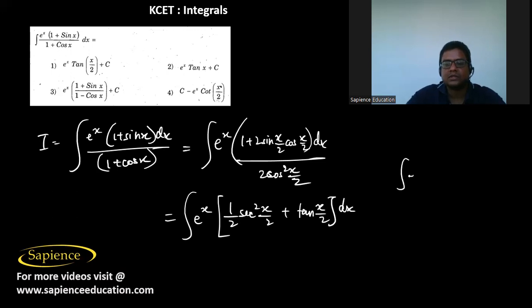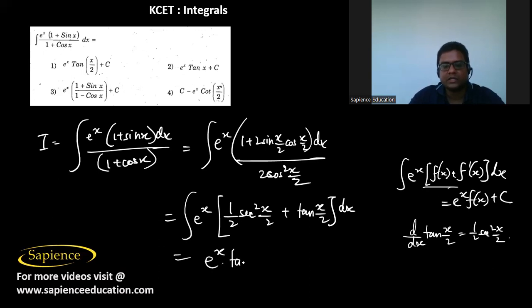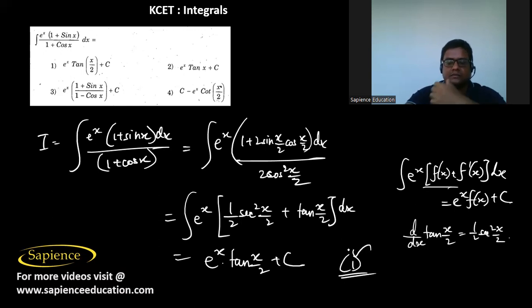Now we know that integral e power x into f of x plus f dash x dx is equal to e power x f of x plus c. So here also, if I take f of x as tan x by 2, then d by dx of tan x by 2 will be equal to 1 by 2 secant square x by 2. So therefore, this is also of this form only. So it will be e power x into f of x, which is tan x by 2 plus c. So option 1 is the correct answer.